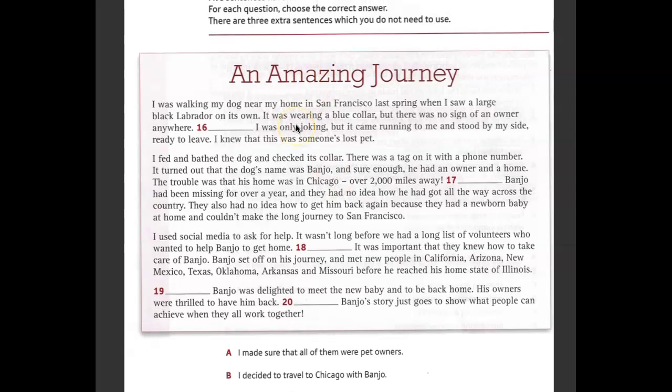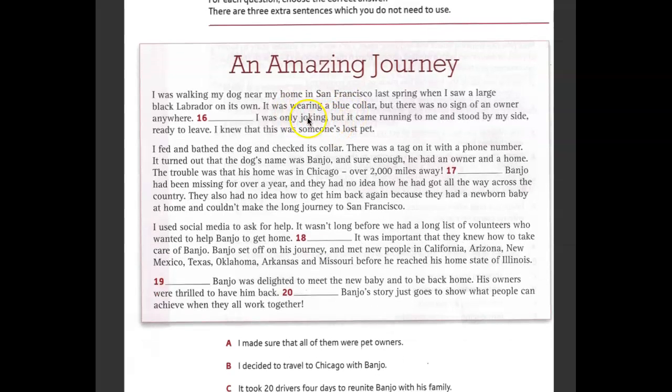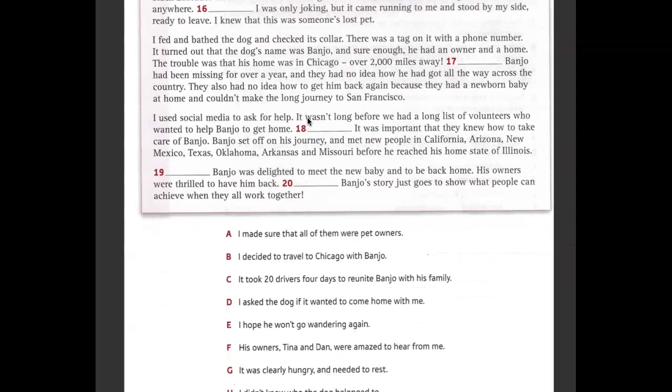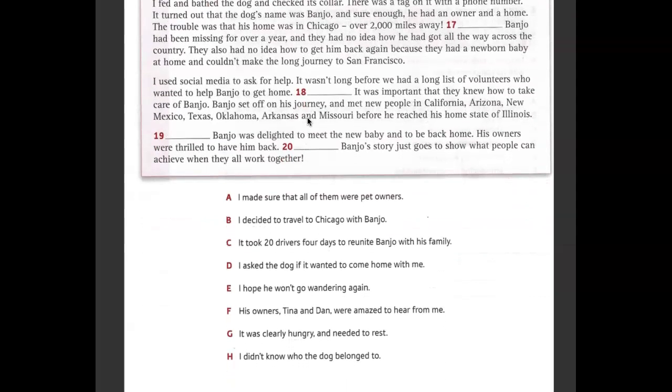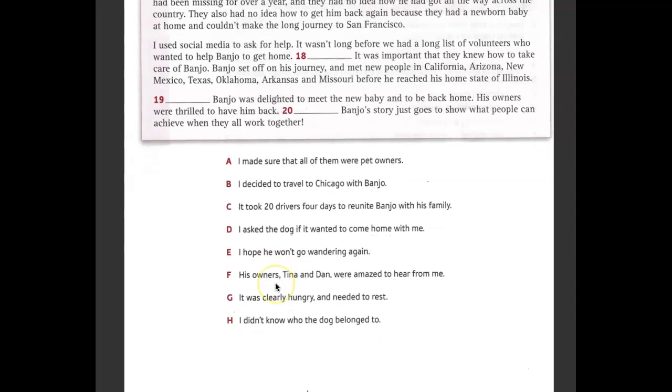So let's look at the first paragraph and the first missing gap. It says it was wearing a blue collar, but there was no sign of an owner anywhere. So I go back to the 8 options. I made sure that all of them were pet owners. It makes no sense. I decided to travel to Chicago. It's still not saying anything. It took 20 drivers. I asked the dog if it wanted to come home with me. I hope he won't go wandering around. His owners. It was clearly hungry and needed to rest.